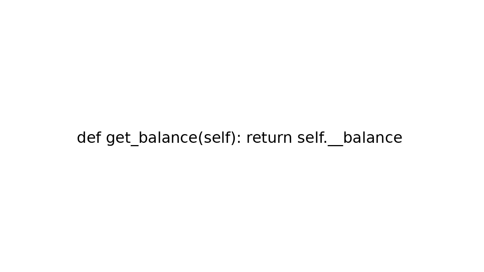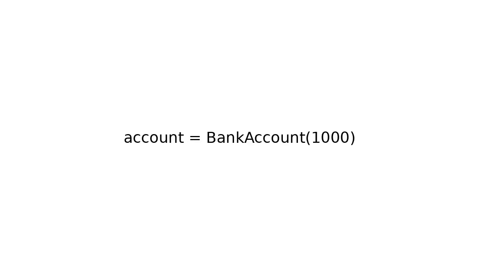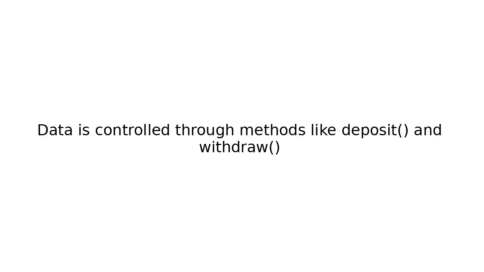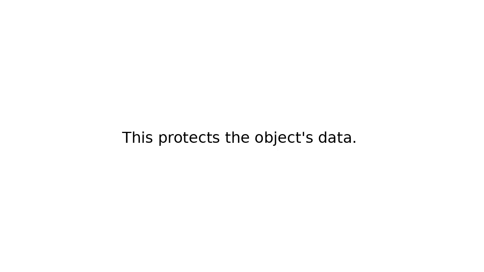account = BankAccount(1000). account.deposit(500). account.withdraw(300). print(account.get_balance()). Output: 1200. Explanation: __balance is private. It cannot be modified directly. Data is controlled through methods like deposit and withdraw. This protects the object's data.